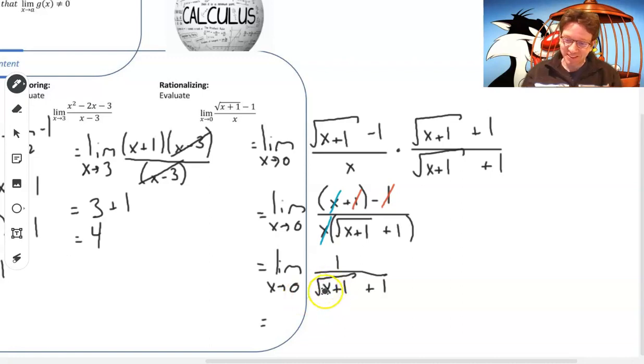So when we substitute 0 now for x, we get the root of 1, which is 1, plus 1, which is just 1/2.